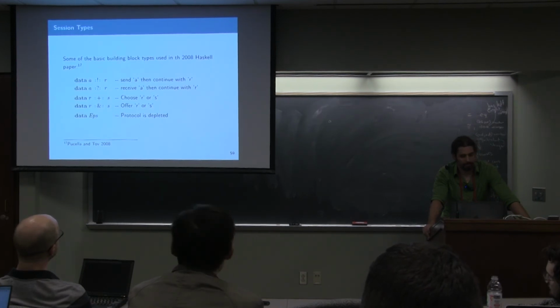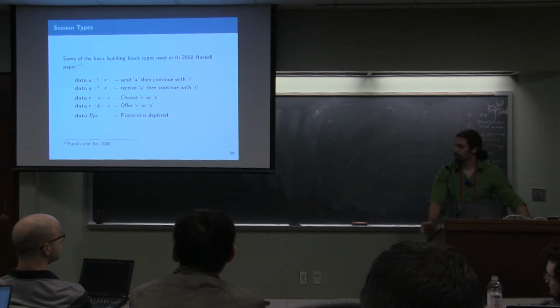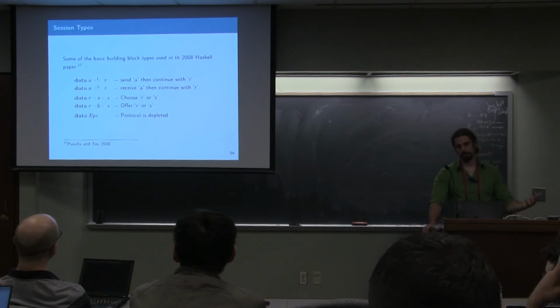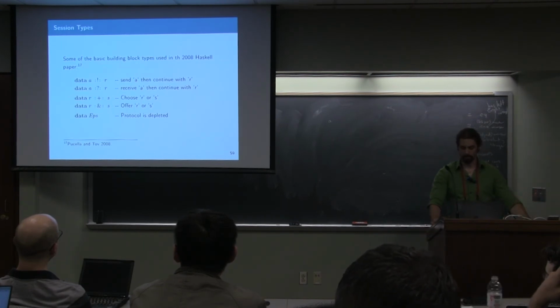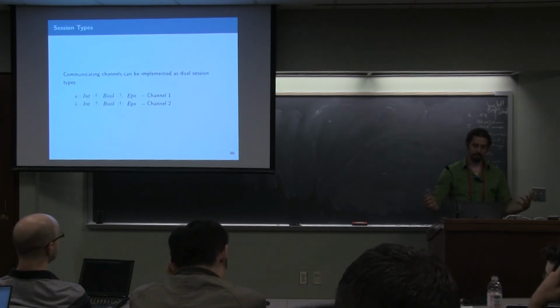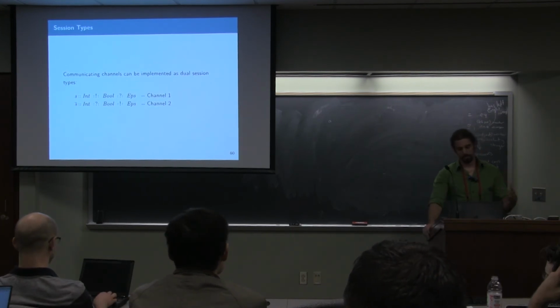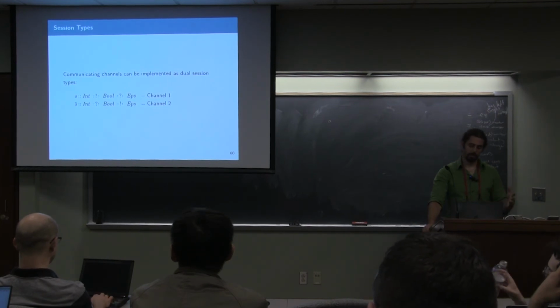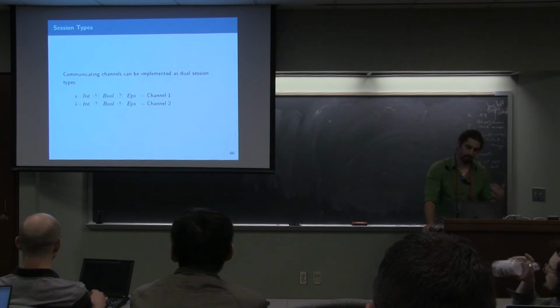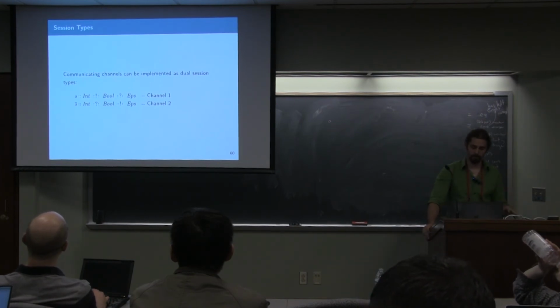Cool. Then you have things like choose R or S, and the dual to that, offer R or S. And of course, you can have a data type that just represents depletion of the protocol. So the point is this is a very simple protocol in the type system, thinking of communicating channels. You have one channel that has a type of send int, receive a bool, and then terminate. And you have its partner: receive an int, send a bool, and then terminate.